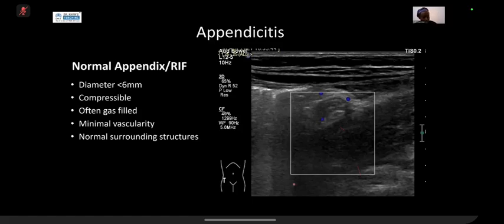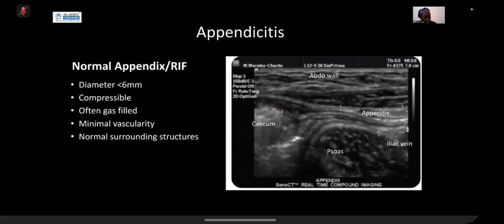To find the appendix, what I do is I trace down my right hemicolon to my cecal pole. And then I look for my ileocecal valve so I can see my terminal ileum and make sure that's all normal and not the cause of their symptoms. And then at the bottom of my cecal pole, I should see my appendix arising from there. So this is an image to show you your cecum, and this is your appendix coming off here.